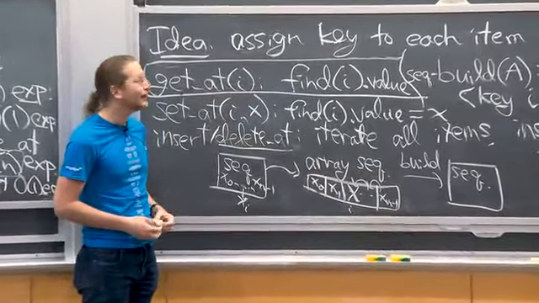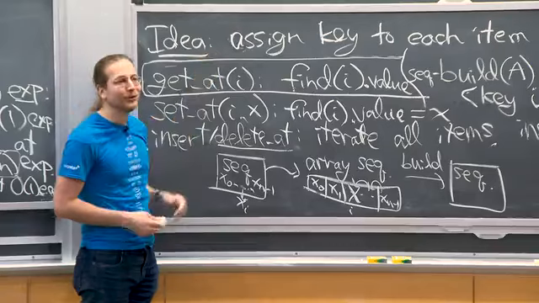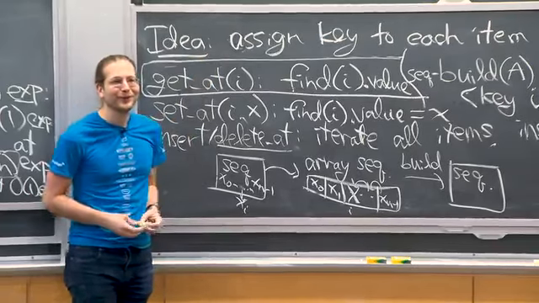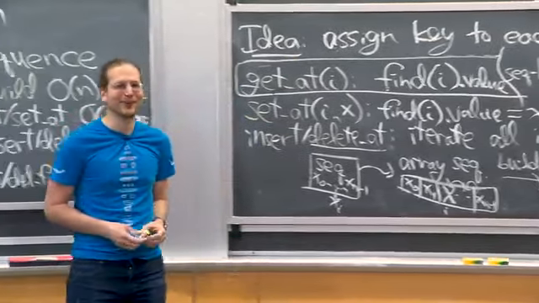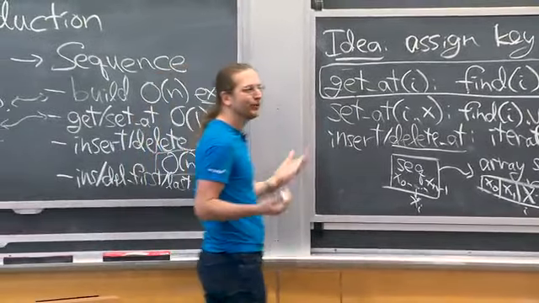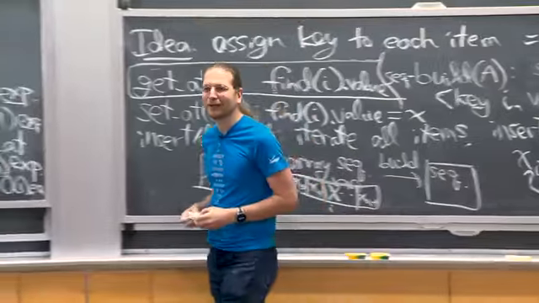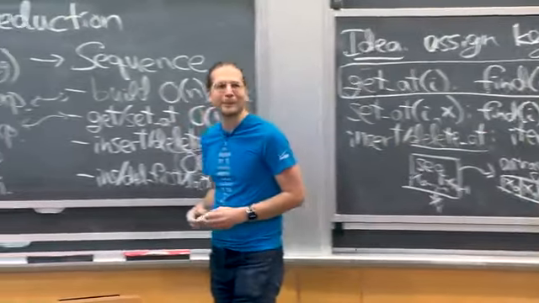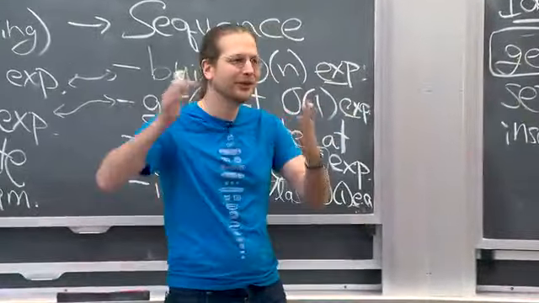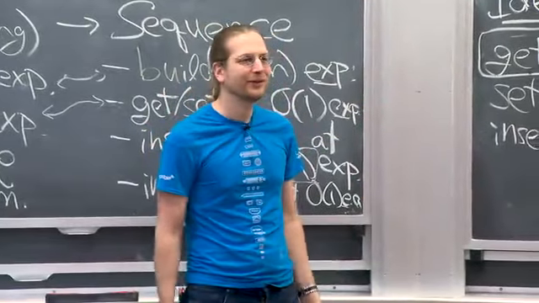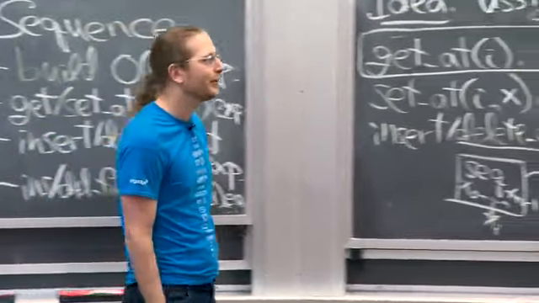So this idea is not enough. It's not a bad idea. It's still a good idea. But it's no longer what we actually want to do. It's only morally what we want to do. So do you have any thoughts on how we might get around this problem? Seems like inserting at position 0, I need to shift everything down. Linear time, that really sucks.